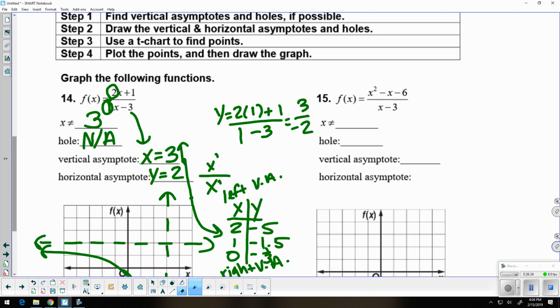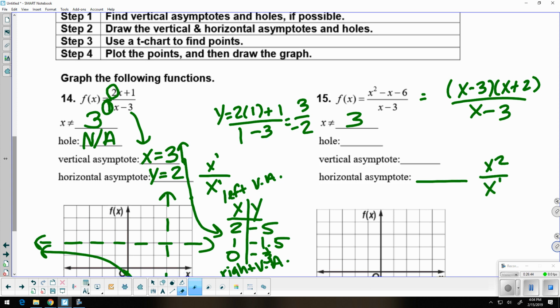So let's try the next one, number 15. So let's factor everything. Factoring out the top, that'd be x minus 3, x plus 2. And the bottom doesn't factor, that's just x minus 3. So one number makes this undefined, that'd be positive 3. Okay, do I have a horizontal asymptote? So let's go back to the beginning here. Look at your 2 degrees, you have x squared over x to the first power. So if your top degree is bigger, you actually don't even have one. Okay, so there is no horizontal asymptote. There is no horizontal boundary line.